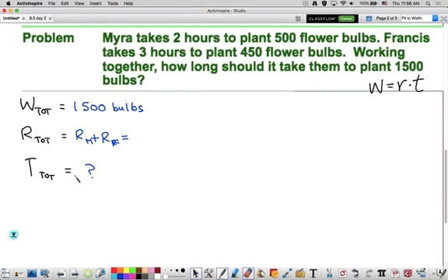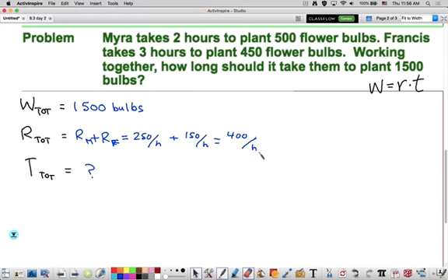Rate for Myra: 500 bulbs per 2 hours, so that's 250 bulbs per hour. 250 per hour. And Francis, 450 per 3 hours, so that's 150 per hour. And that means the total rate is, no, I think it's 400, right? 400 per hour. Yep. So there's your rate.